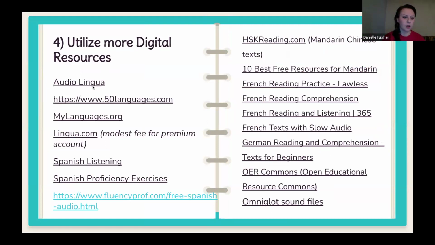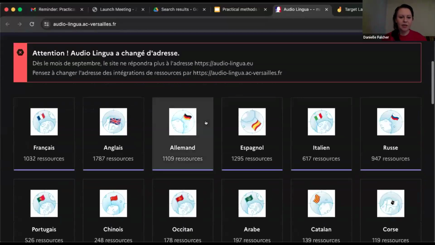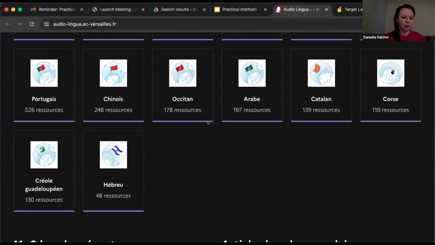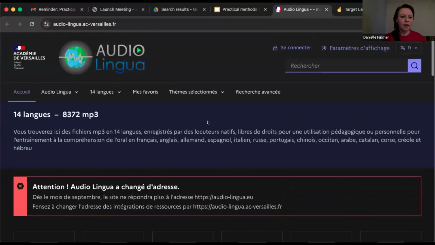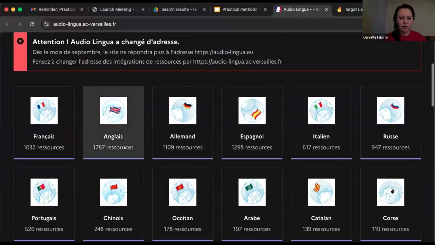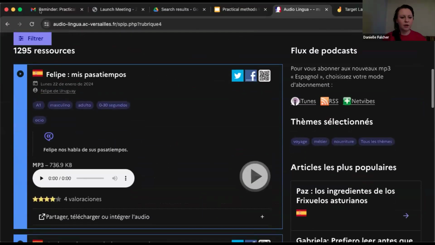A couple of my favorites are Audiolingua. This one, I just got to show you this one. It's such a cool site. But what it is, it's originally a French site, but it has audio recordings from all of these languages in here. And you can choose your topic or whatever theme you want with them. So you can also choose, let's see, look up Spanish here. All of the recordings are listed by their proficiency level with this A1, A2, B1, B2.